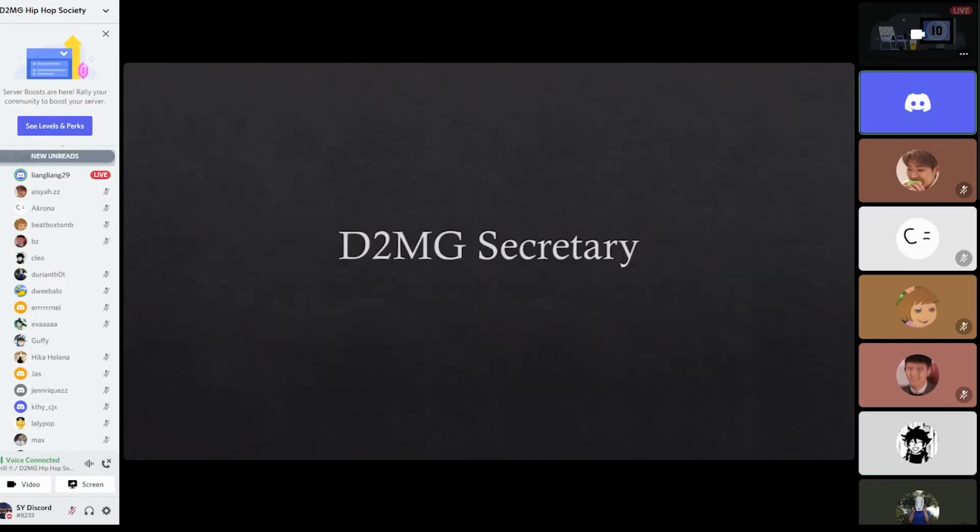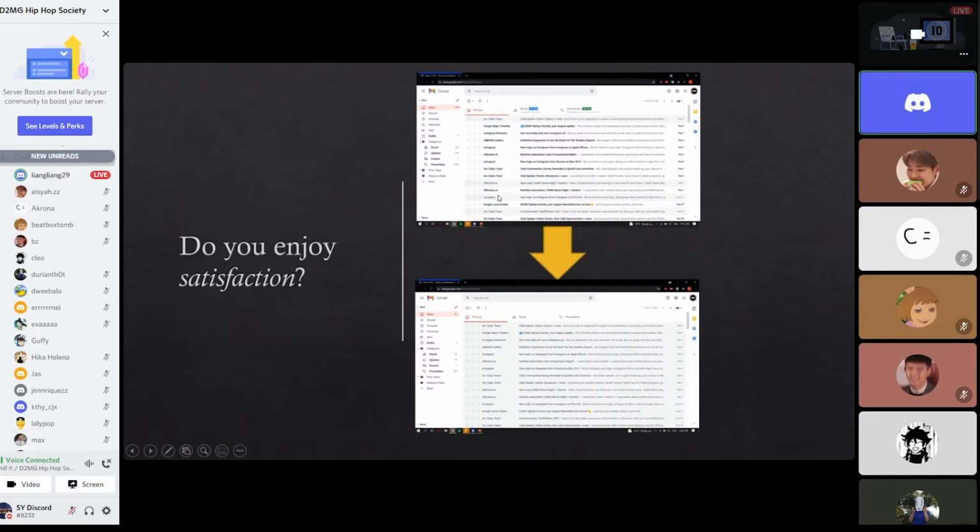So in the secretary role, there is a lot of satisfaction from seeing a whole inbox filled with unread emails and spam, and you just have to select all and click mark as read because a lot of them is spam. Yes. And also, you like writing fancy emails to other societies or other organizations?